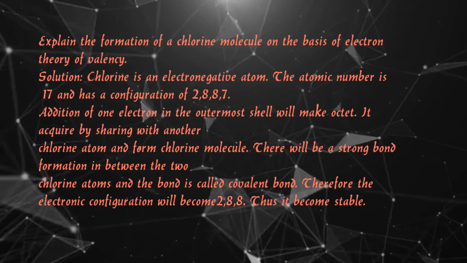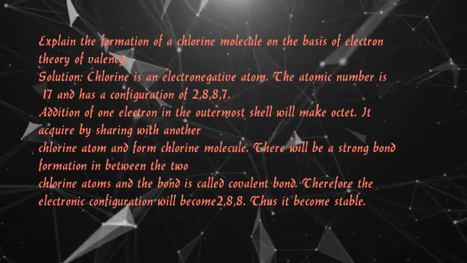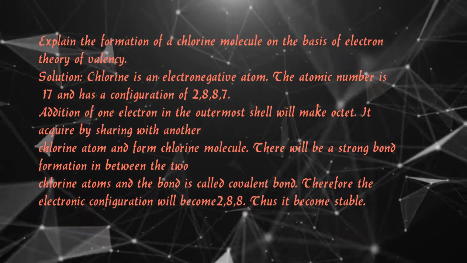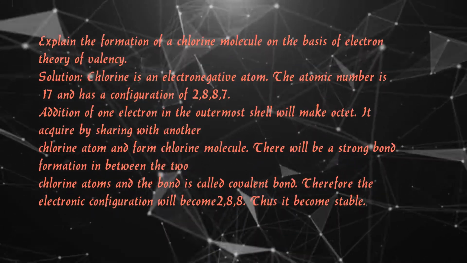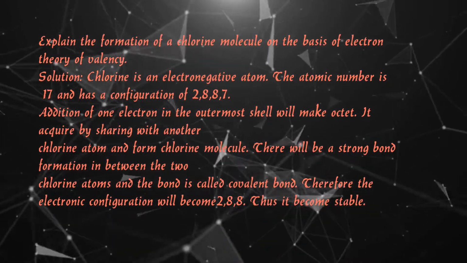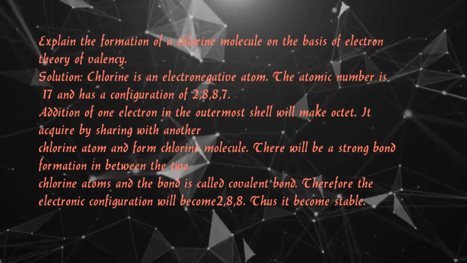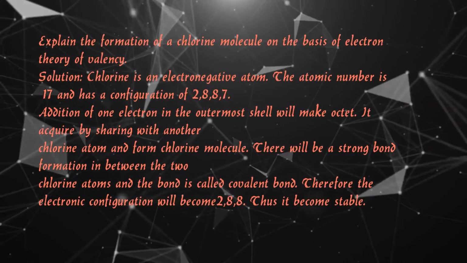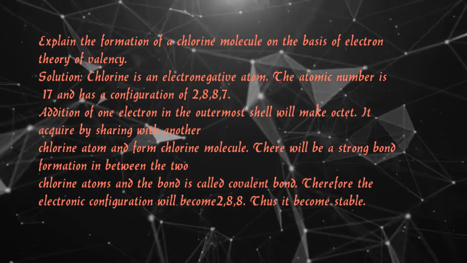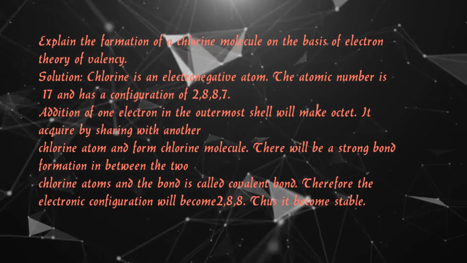Explain the formation of a chlorine molecule on the basis of electron theory of valency. Solution. Chlorine is an electronegative atom. The atomic number is 17 and has a configuration of 2, 8, 7. Addition of one electron in the outermost shell will make an octet. It acquires this by sharing with another chlorine atom and forms a chlorine molecule. There will be a strong bond formation between the two chlorine atoms and the bond is called covalent bond. Therefore the electronic configuration will become 2, 8, 8.